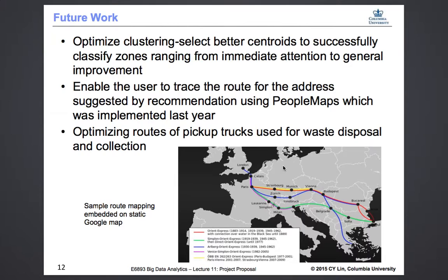People's Maps finds the route that people took instead of the shortest distance route or the minimum time route. We also would like to optimize pickup truck routes for waste disposal and waste collection.